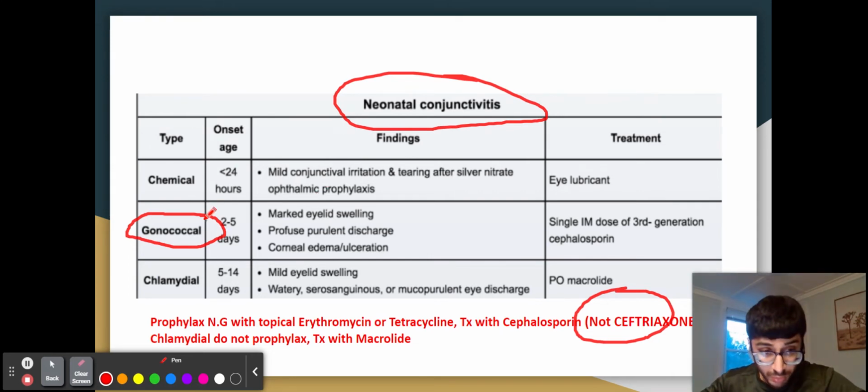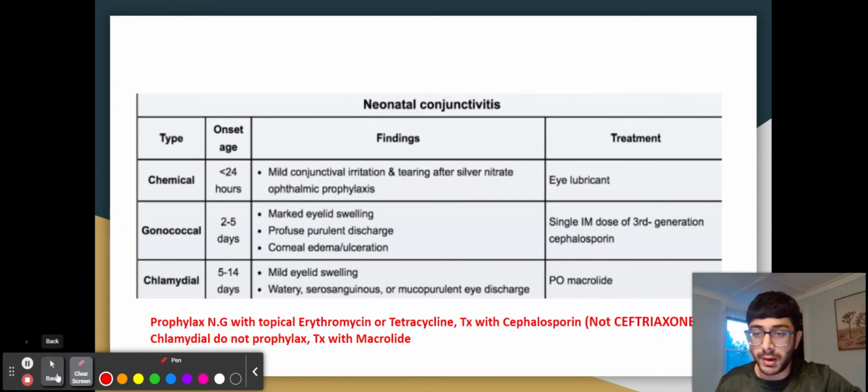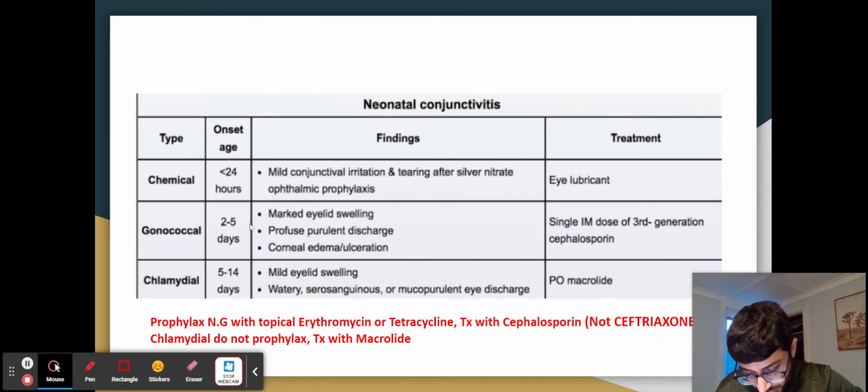So remember, gonococcal, you're going to prophylax with the erythro, but you're going to treat with a cephalosporin. For chlamydial, you do not prophylax and you treat with per oral erythromycin. This is just something people mess up. Just know this. Okay, moving on.